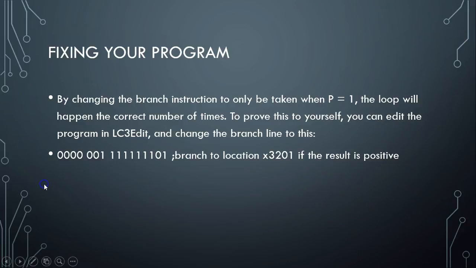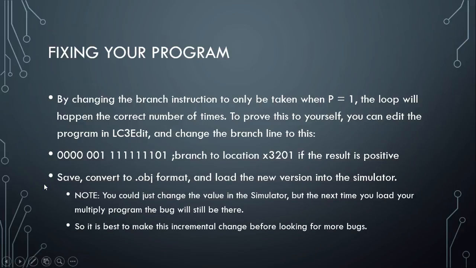Let's go ahead and save. All right, so we save, convert over to object format, and load the new version into the simulator. Now, do note that you could just change the value in the simulator, but the issue with that is the next time we load our multiply program, the bug is still ultimately going to be in the program. It doesn't really fix the problem. It just kind of temporarily works around it.